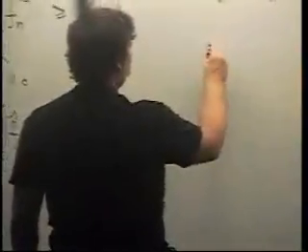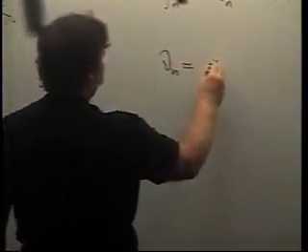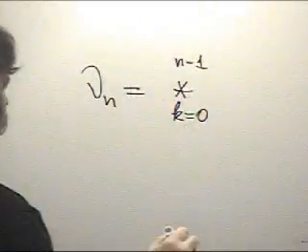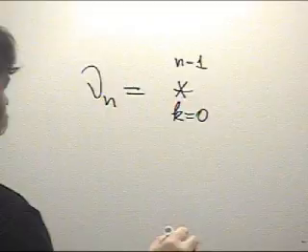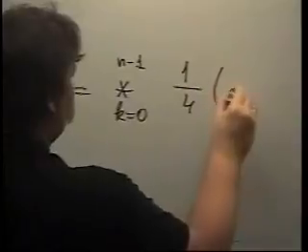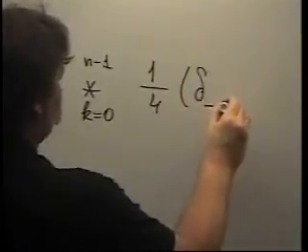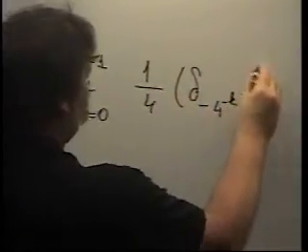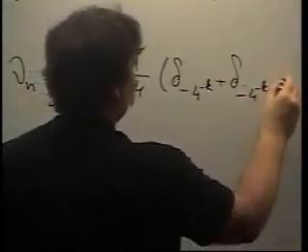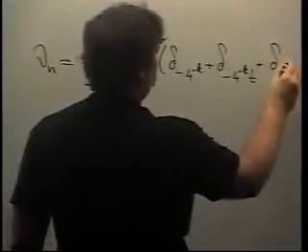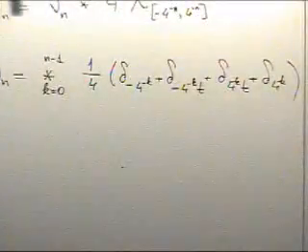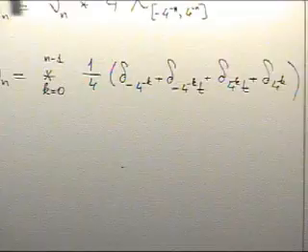Anyway, so what's nu_n? Nu_n is just the convolution from 0 to, I believe, n minus 1 of 1/4 delta at minus 4 to the power minus k, delta at minus 4 to the power minus k t, delta at 4 to the power k t, delta at 4 to the power minus k, of course. It's such a convolution.